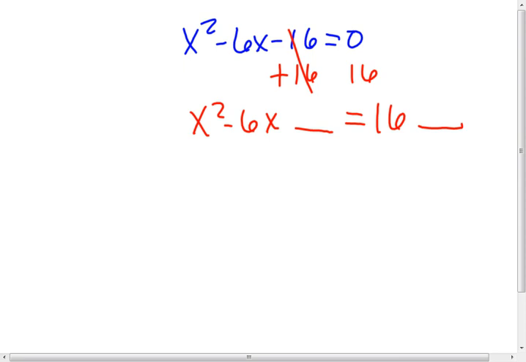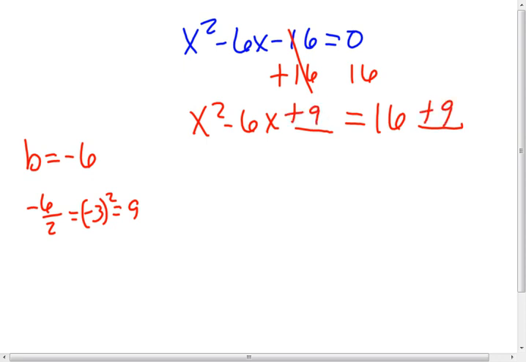Now that we have our new equation, we're going to take b, and b is, in this example, -6, and we're going to take half of that number, which would be -3, and we're going to square it. So -3 squared would be 9. Whatever that number is, we add to both sides of the equation.